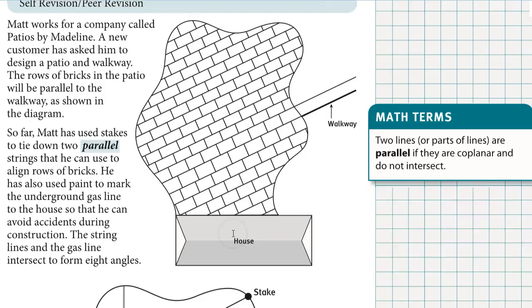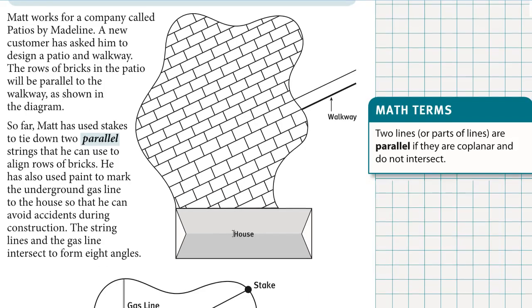The scenario that we're going to investigate in activity 7 has to do with a company that lays bricks on a patio. Here's a picture of a patio and you see the brick pattern. Matt works for a company called Patios by Madeline. A new customer has asked him to design a patio and walkway. The rows of bricks in the patio will be parallel to the walkway as shown.